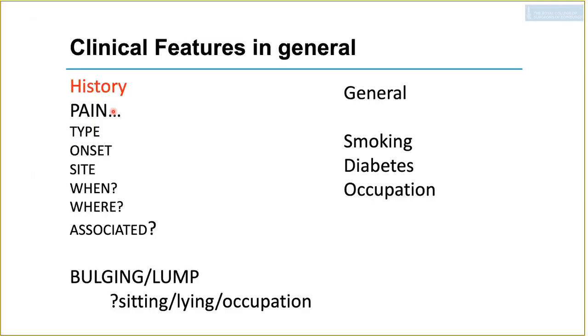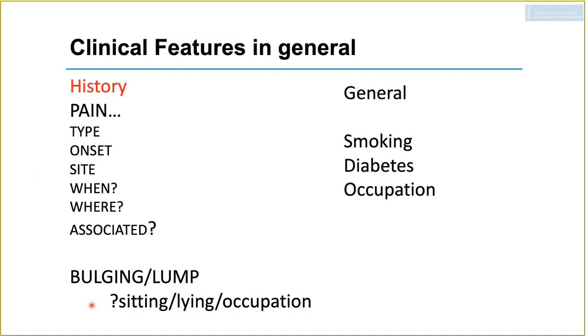With any history of pain, I'm not going to go over again how to take a history of pain, but the typical questions are, what's the type of pain? Is it dull, sharp, onset, site? When does it occur? Where does it occur? And associated features. If there's a lump or bulging, where's the bulge or lump? And very specifically, a very useful question is, does it appear on sitting, standing, lying down? And often it would be worth asking a more direct question, that is, does it disappear when you lie down?